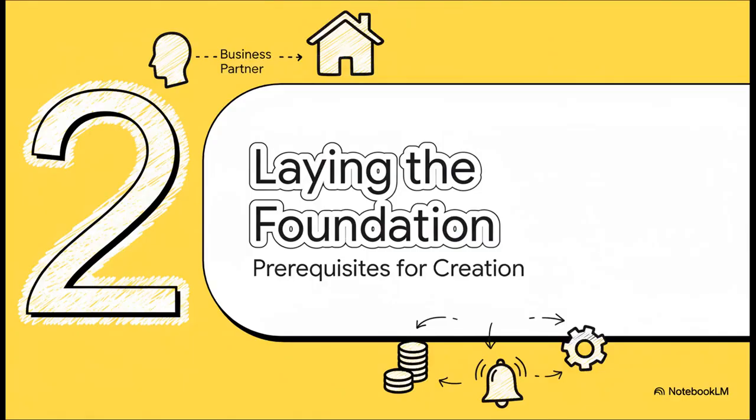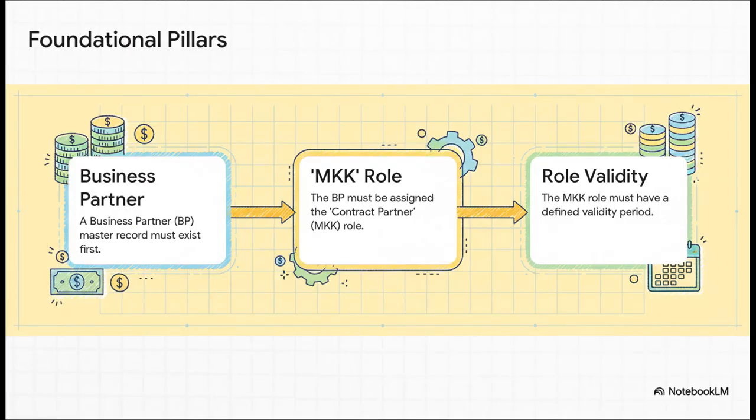Okay, so you see how this is starting to build up, right? But just like building a house, you can't just start putting up walls. You absolutely have to lay the right foundation first. And when I say foundation, I mean it. There are 3 things that are totally non-negotiable. Step 1, you've got to have a business partner record. Step 2, that partner needs a very specific role assigned to it, the MKK role, which basically flags it as a contract partner. And step 3, that role needs to be valid for a very long time. You miss any one of these, and the whole process is a non-starter.